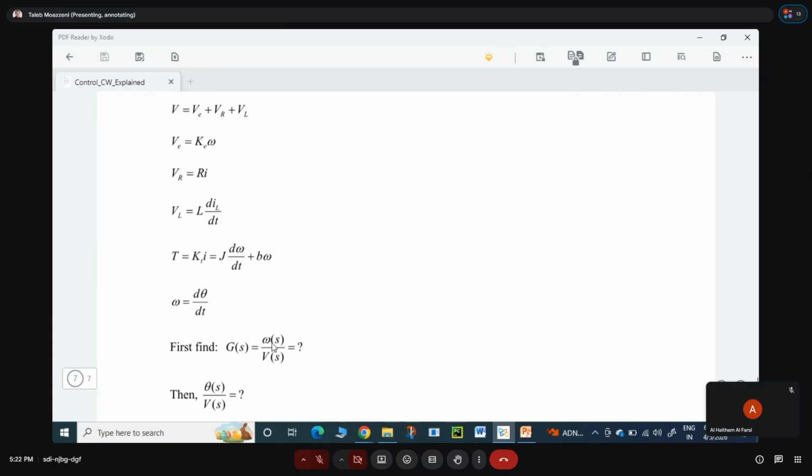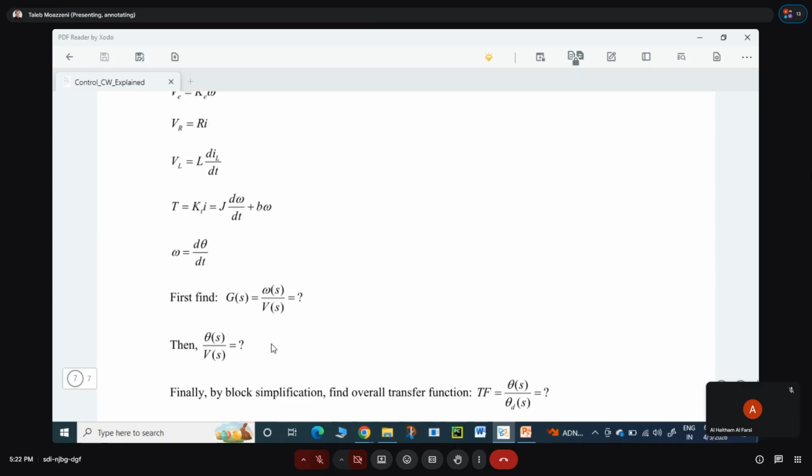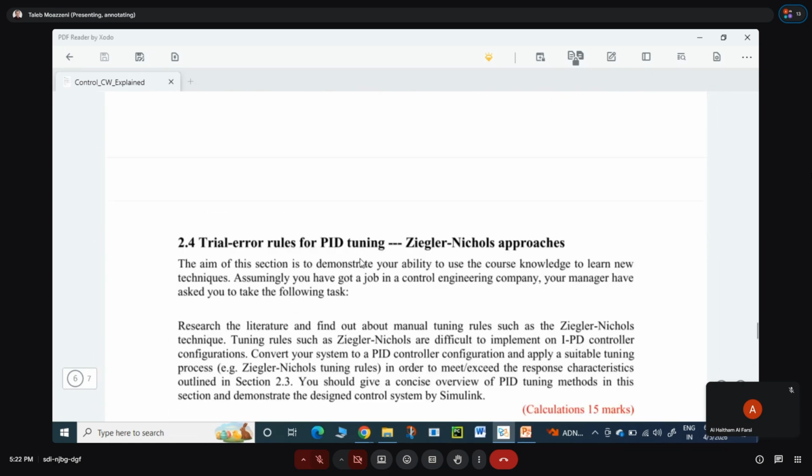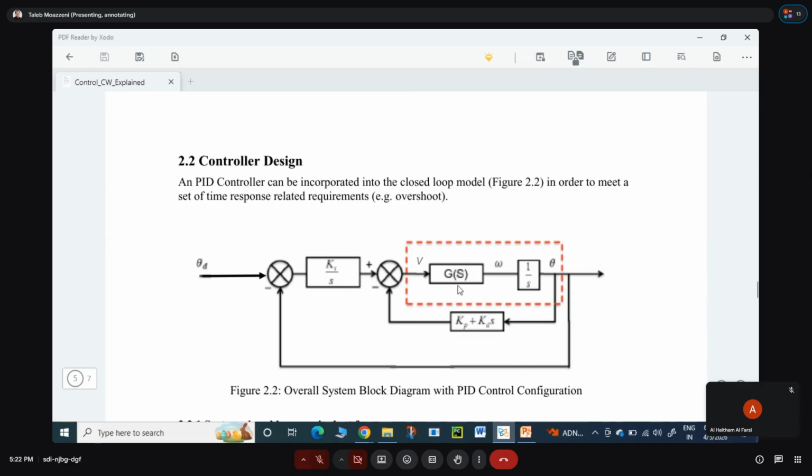The goal is omega, the first step, not the goal. The first step is to find G of S. So you see inside, you see G of S.